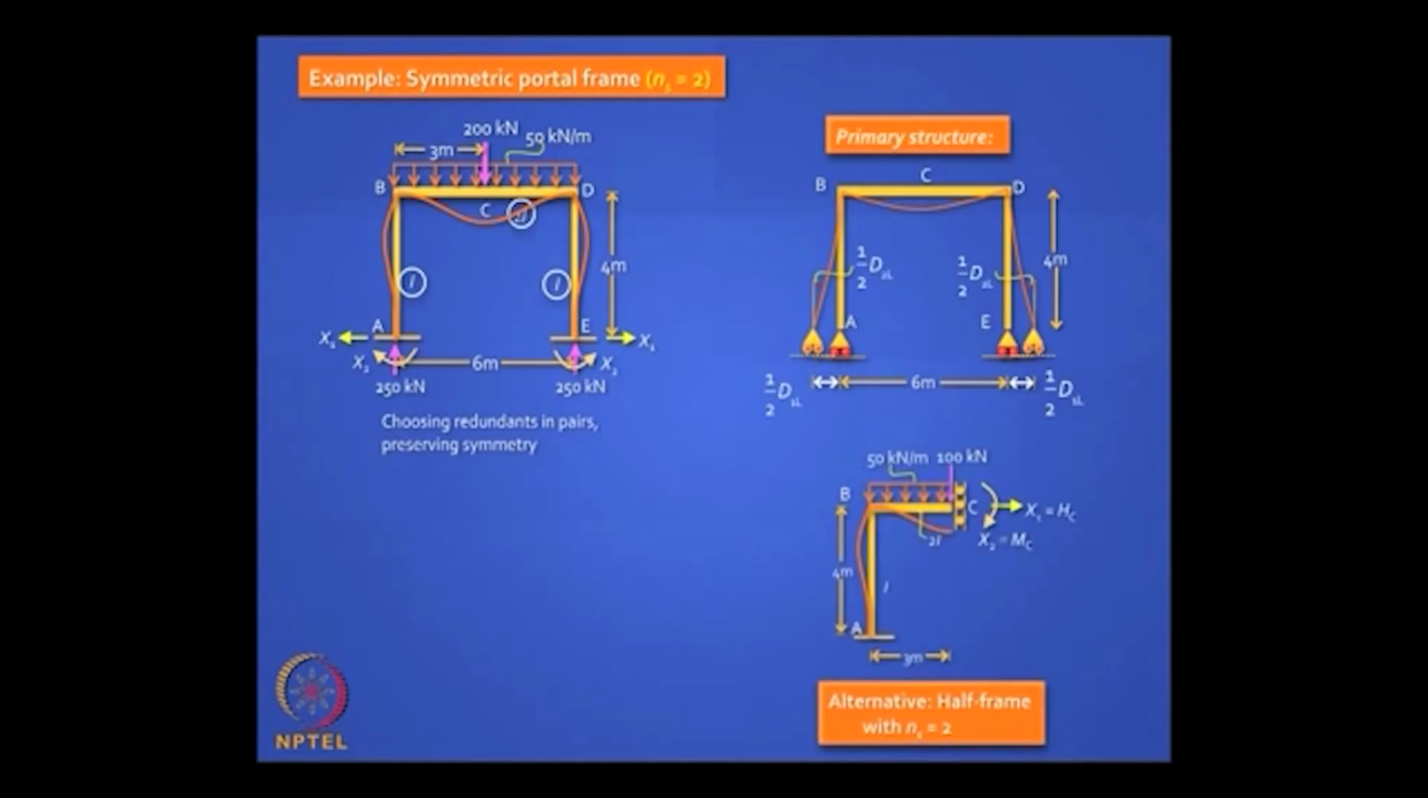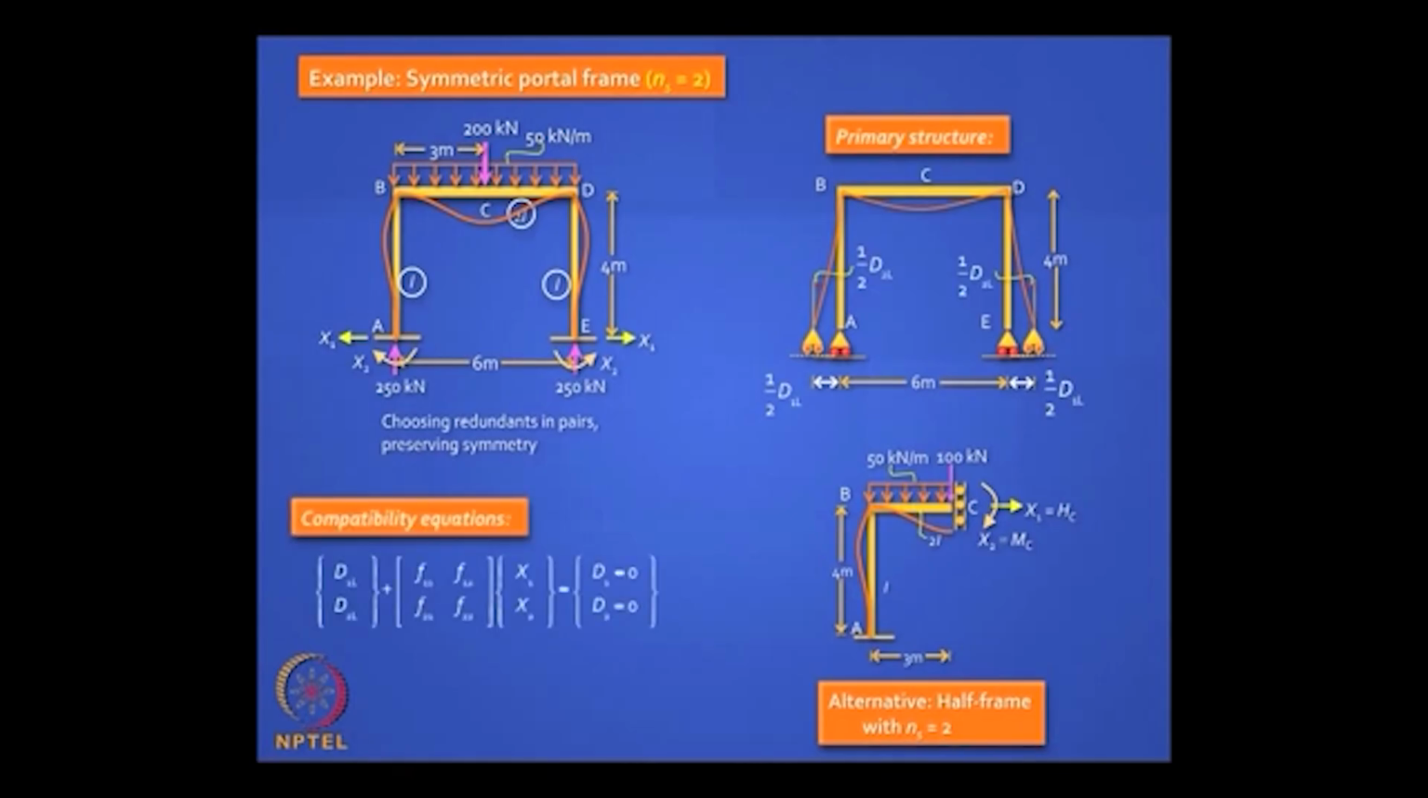This is one way of doing it, but you can also cut it in the middle at C, and the appropriate boundary condition would be a guided roller support. Why? Because it is free to deflect, there is no shear transfer possible there. When you cut it into two, that constant load 200 kilonewton should also get cut into two. 100 kilonewton comes on the left side frame and 100 kilonewton on the right side frame. Here clearly there are only two unknowns, you can make it into a cantilever. So there is another way of doing it. Whichever way you do it, these are your compatibility equations, and let us take the first way.